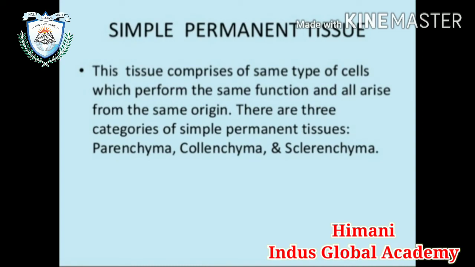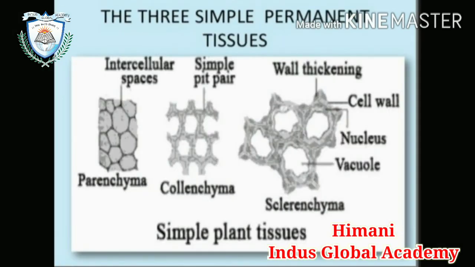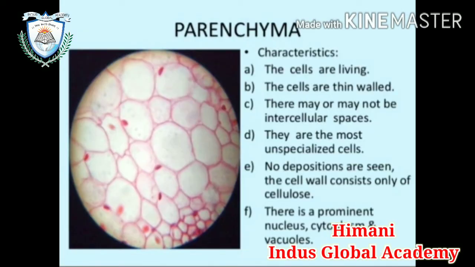Simple permanent tissue is basically, as the name indicates, simple. These are made up of only one type of cell. Here all the cells that make up the tissue are similar and have the same structure. Simple permanent tissue has three categories. First is the parenchyma, second collenchyma, third is the sclerenchyma. You can see in the picture three types of simple permanent tissue. So now let's start with parenchyma.